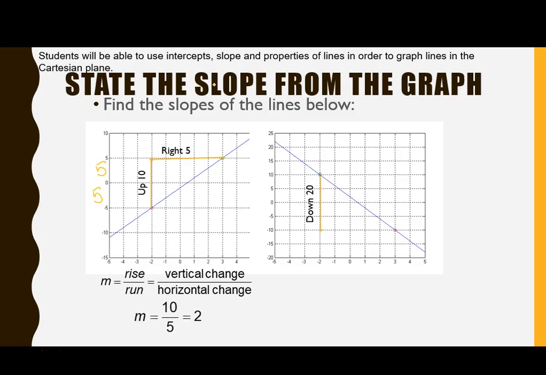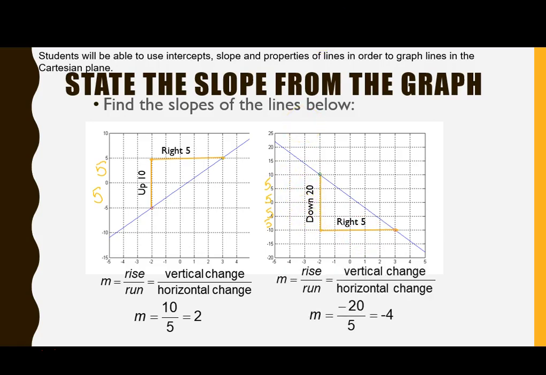So that's our slope. Notice the next question has us going down. Okay, so we're going down 20. Why are we going down 20, Finny? Well, again, these are counting by 5s. 10, 15, 20. And then we run to the right 5. Well, if we run to the right 5, since it's down, it's negative. So we've got negative 20 divided by 5, which is negative 4.